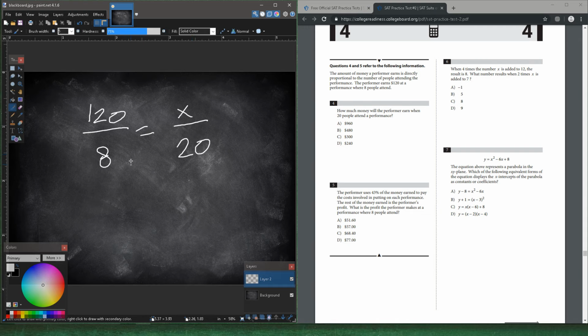So you could just cross multiply. So 20 times 120 is equal to 8 times x. So just divide by 8 on both sides and use your calculator. 20 times 120 divided by 8 is $300. So the answer is just C.